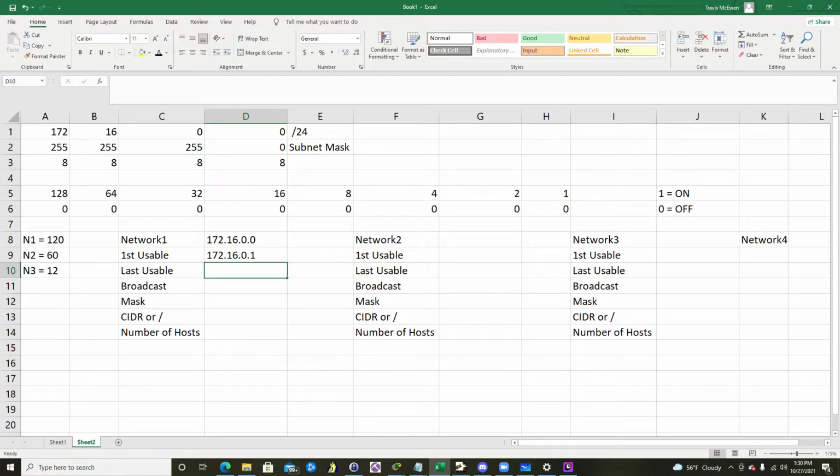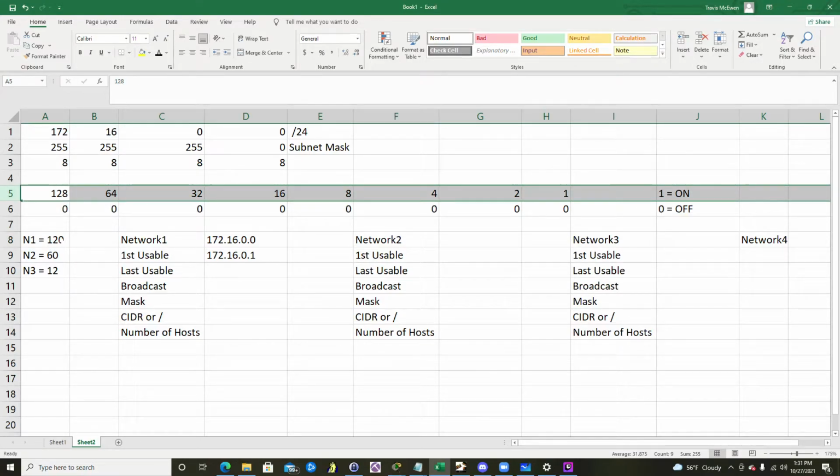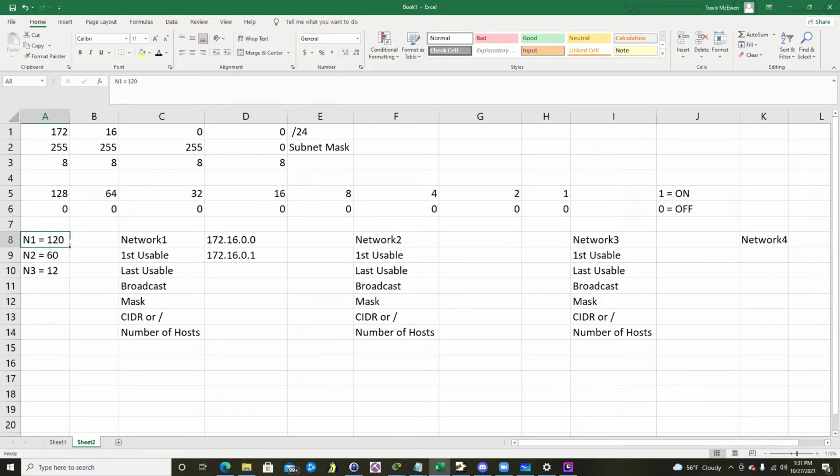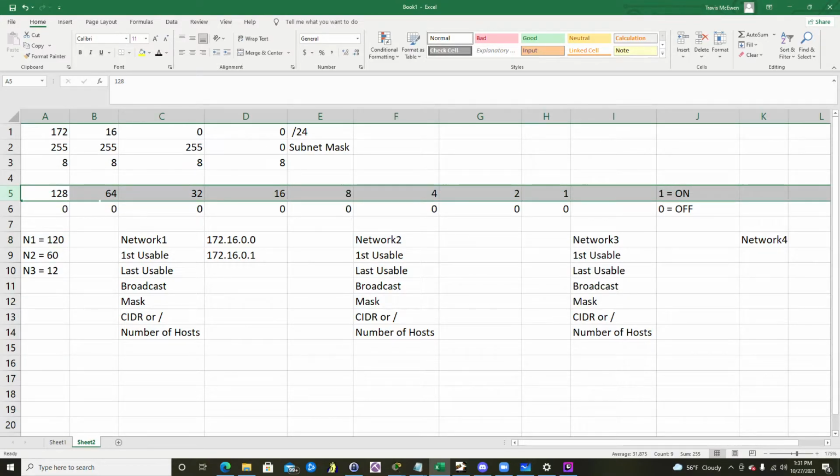Okay, so now that we have that information, the next thing that I like to do is to start utilizing this number chart to figure out where our next network is going to be, and that will help me fill out my last and broadcast. So how do we do this? We know we need to supply for 120 hosts. Well, we have this number chart available to us. When we're subnetting, an easy way to subnet, which is pretty much what's considered the magic number method, is to take that number and go, where does 120 fall in this subnet chart?